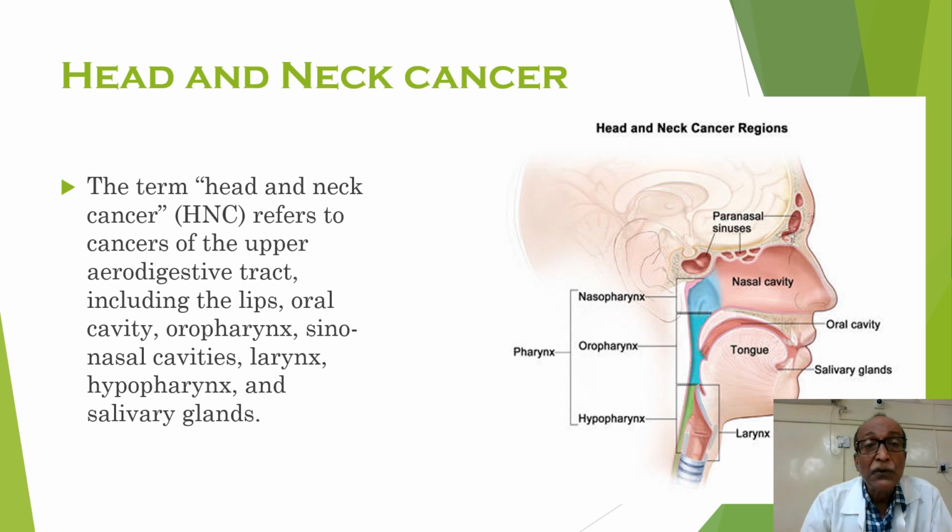It does not include the cancers arising from, for example, the brain or the eyes or even the thyroid gland. Why is it so? It is dependent upon the fact that head and neck cancers arise from a surface epithelium lining all these areas and getting exposed to the tobacco smoke especially and other environmental factors which cause cancer.